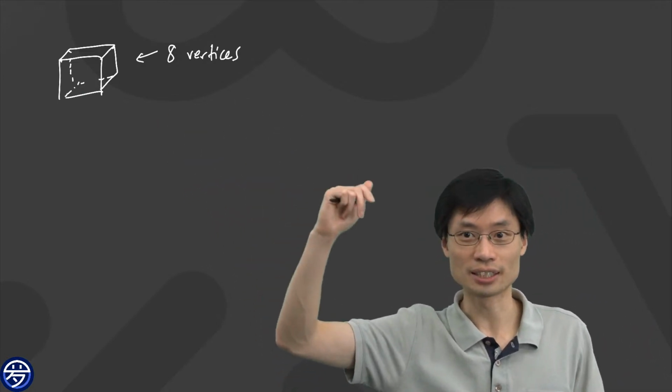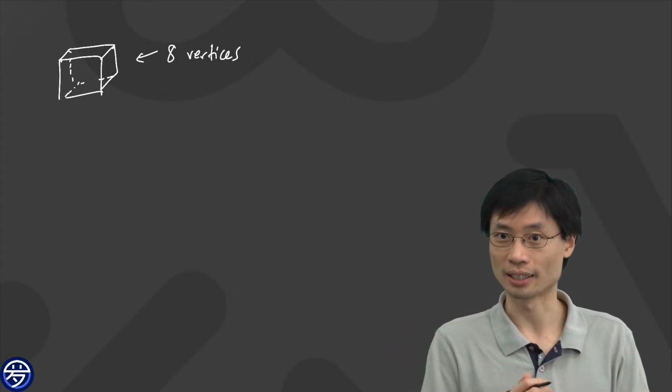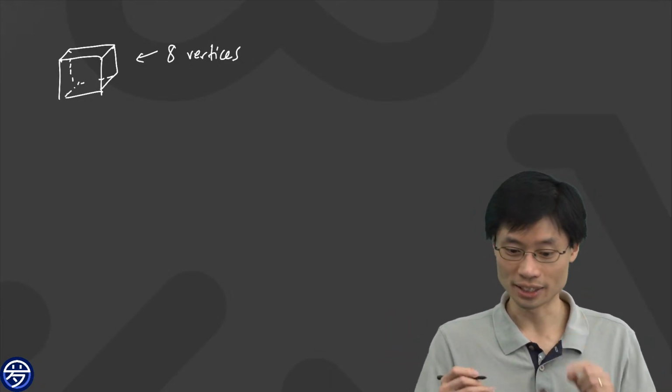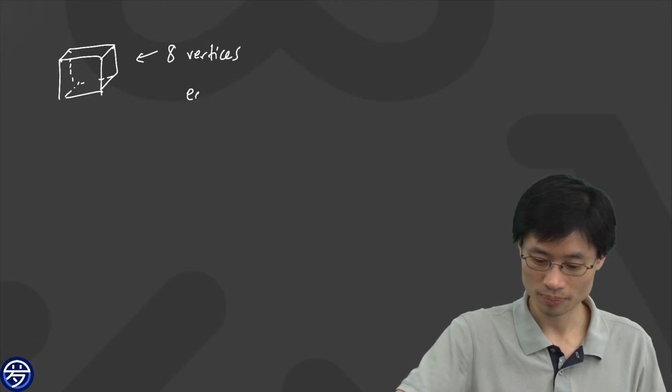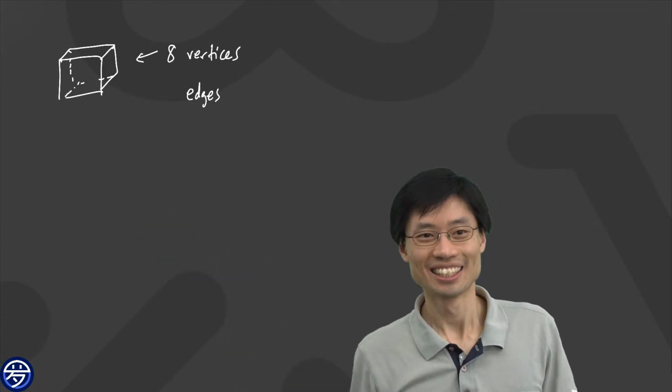But if I have 8 vertices, let's talk about other things you might think about when you look at an object like this, like a shape. How many edges does it have? How many edges? What do you see?